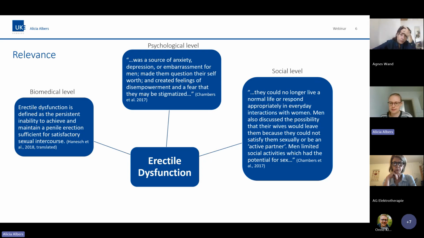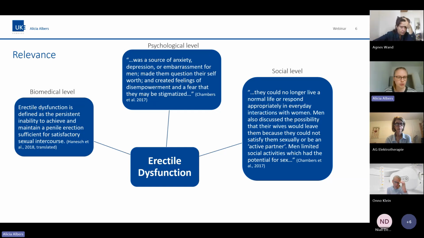So what does erectile dysfunction mean on a biomedical level? These are quotes from literature, and on the biomedical level, it just says what erectile dysfunction means when we see the anatomy. Maybe some of you know about this. It says erectile dysfunction is defined as a persistent inability to achieve and maintain a penile erection sufficient for satisfactory sexual intercourse. So even reading this, I think it's really interesting when it comes to my results.